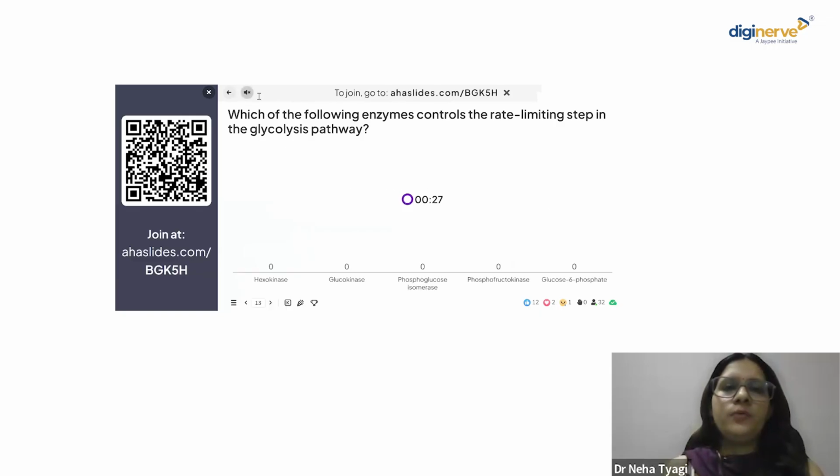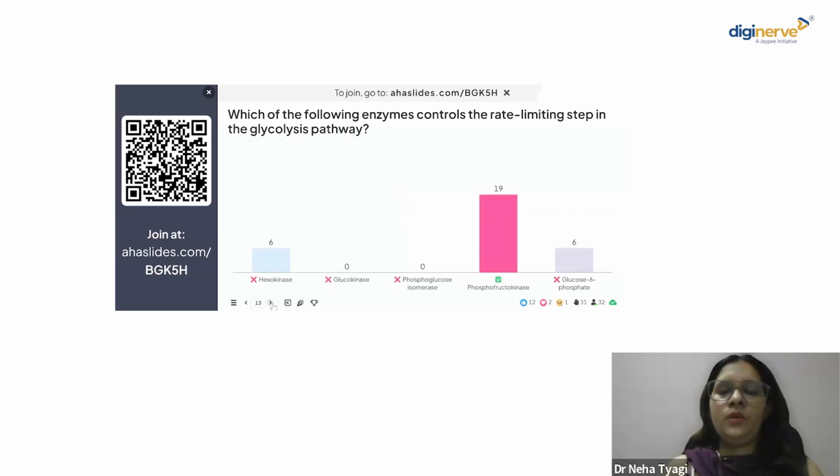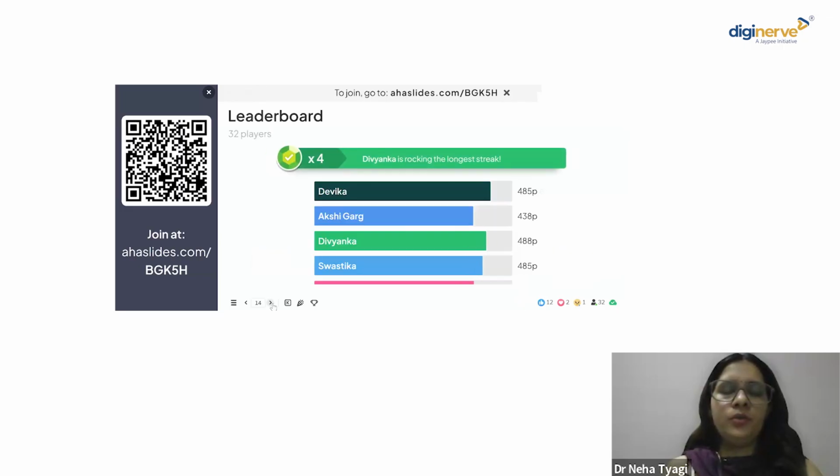So the next question is, which of the following enzymes controls the rate limiting step in the glycolysis pathway? Kindly mark your answers. So 19 have marked it correctly. It's phosphofructokinase. Let's see the leaderboard. Dr. Divyanka is rocking the longest streak, but now Dr. Swastika is leading the leaderboard.